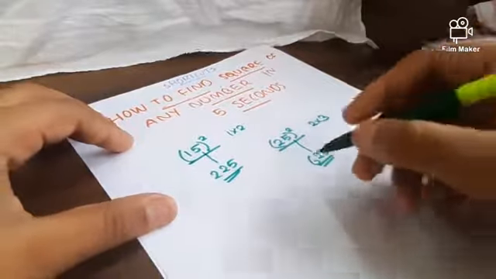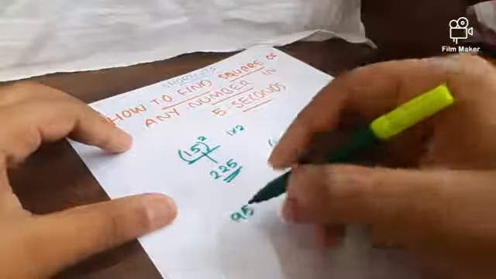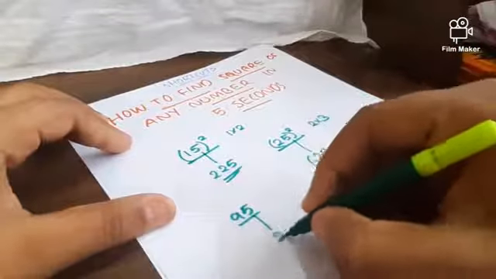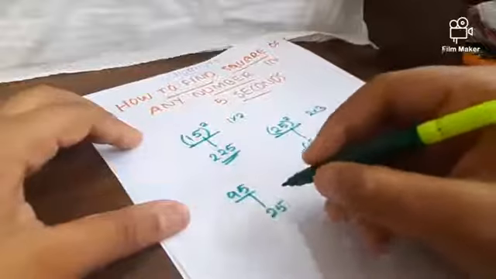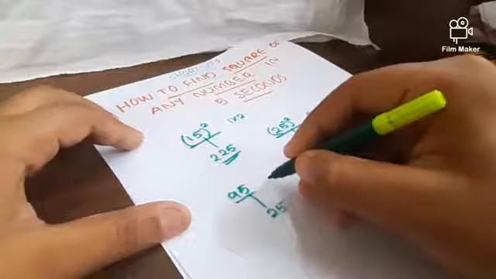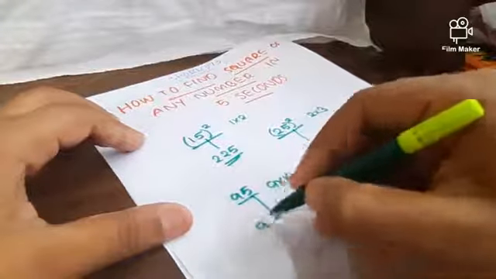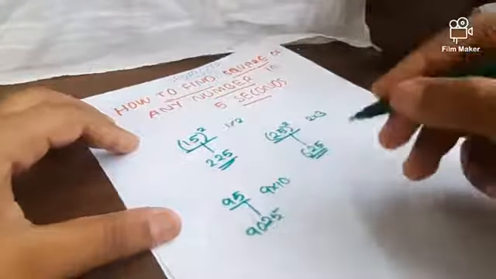Let's take a bigger number, which is 95. First of all, take the square of 5, which is 25. Then multiply the adjacent number, that is 9 into 10, which is 90. So we got the answer 9025.